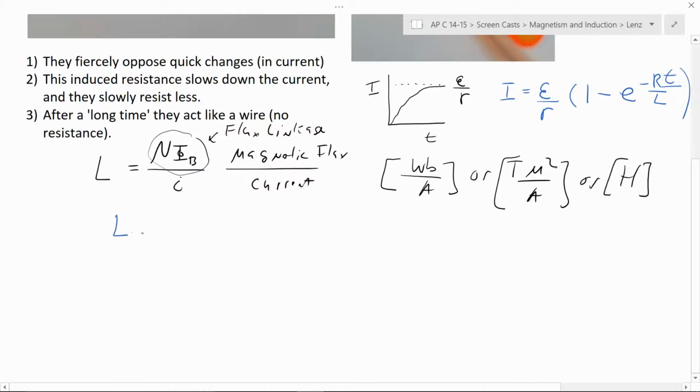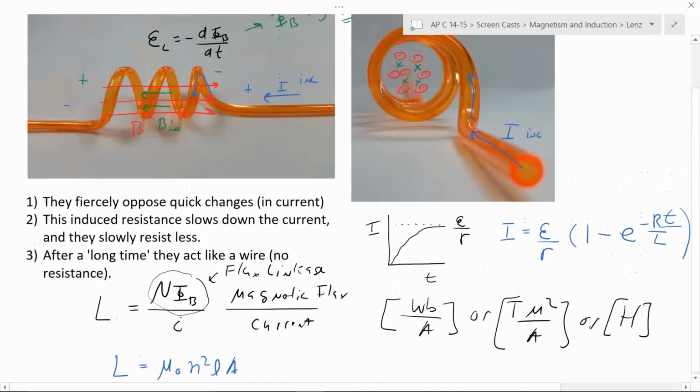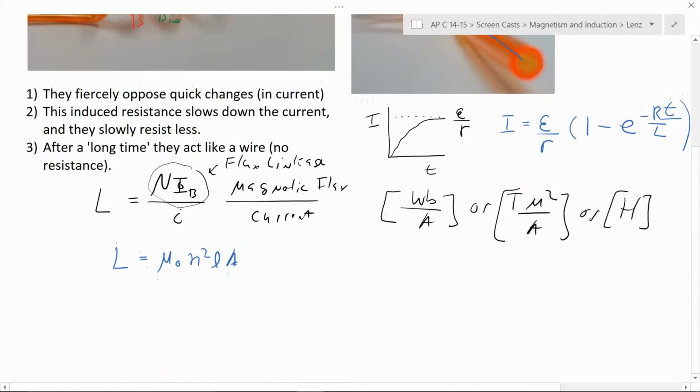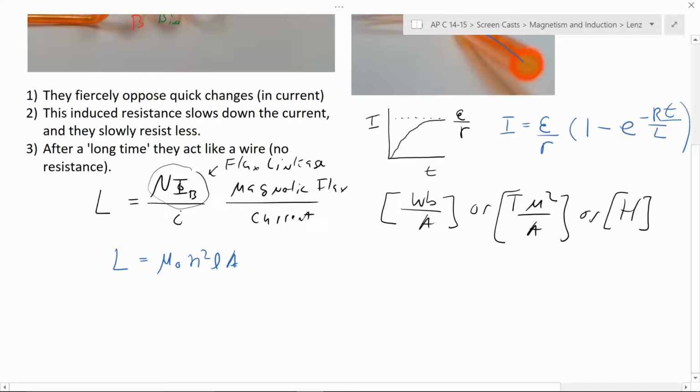We'll derive it in another video, not that it's that hard, but the inductance for a coil is mu naught n squared l A. So this little n is the number of turns per unit length. The little l is how long the coil is, and the A is the cross-sectional area, like in this circle. But again, notice, what does it depend on? It depends on the geometry of the inductor. It depends on how long it is, it depends on the area, and it depends on the total number of coils.